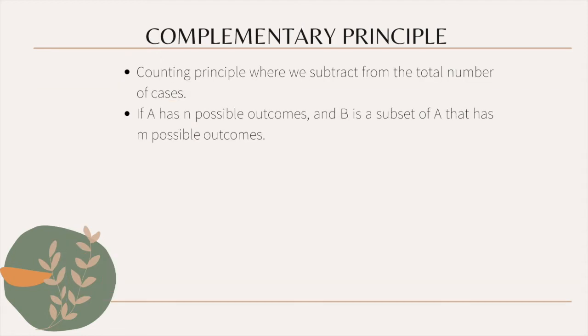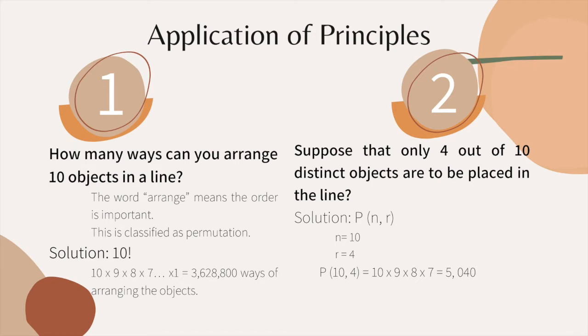Lastly, complementary principle. It is a technique of counting where we subtract from the total number of cases. Now, let's try to apply these principles in problem solving. Problem number 1. How many ways can you arrange 10 objects in a line? Here, we see that the word arrange means the order of the 10 objects in a line is important. We classify this as permutation.